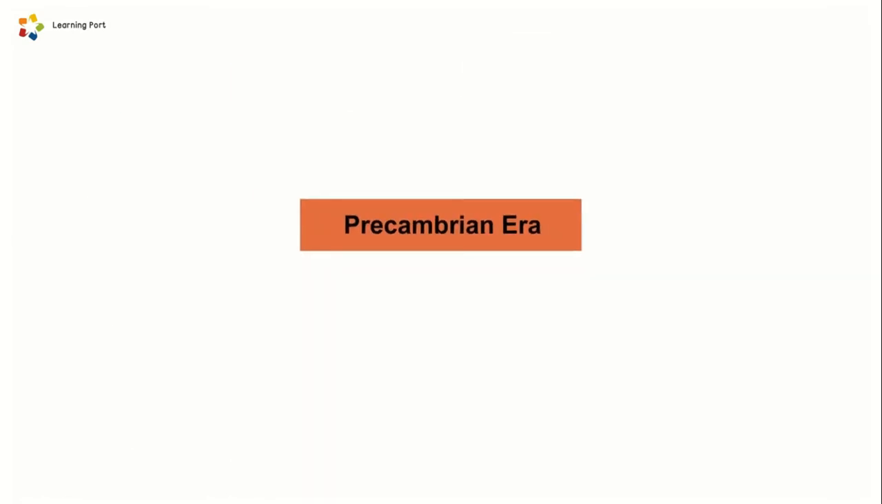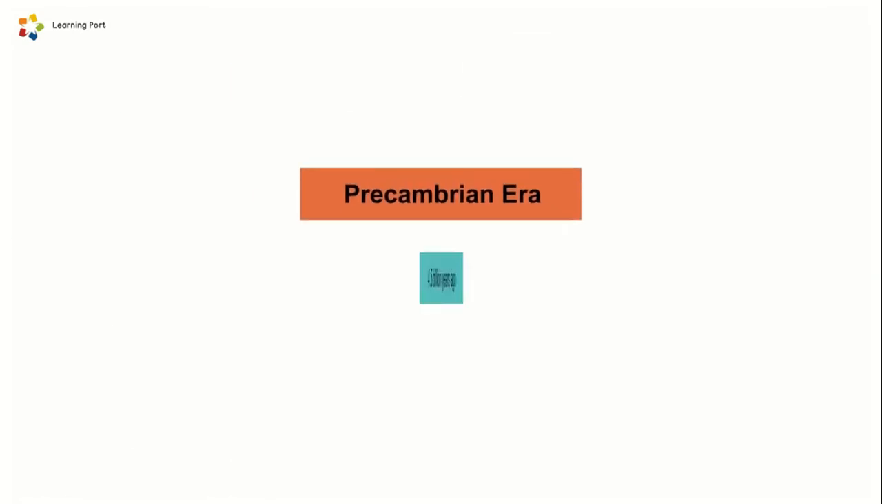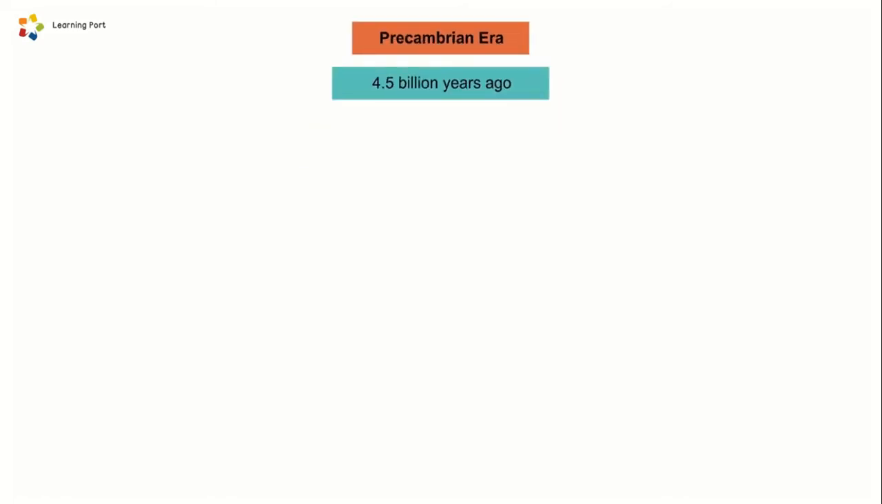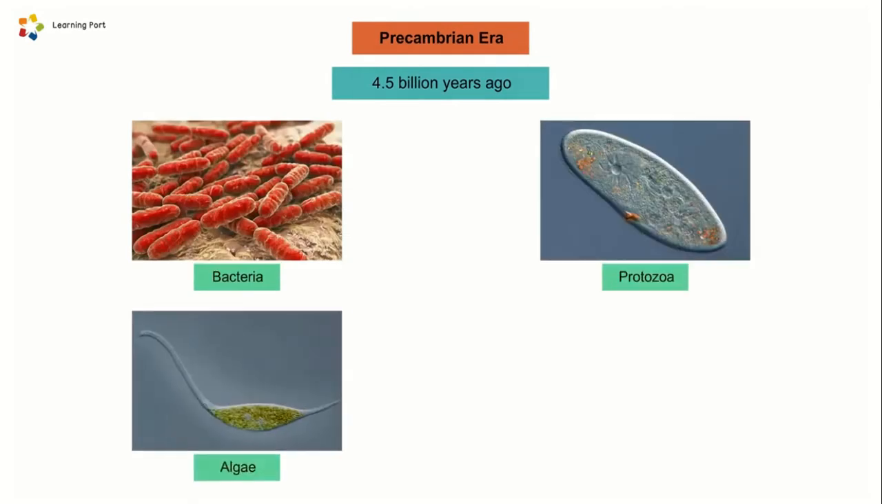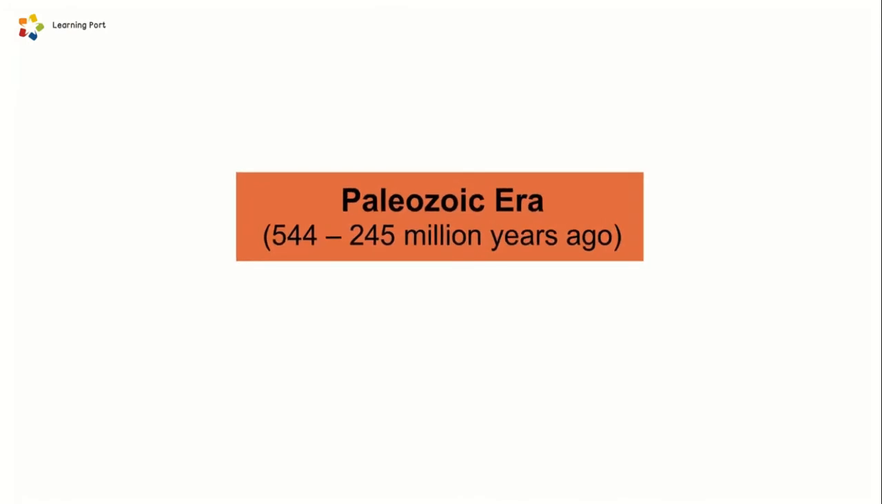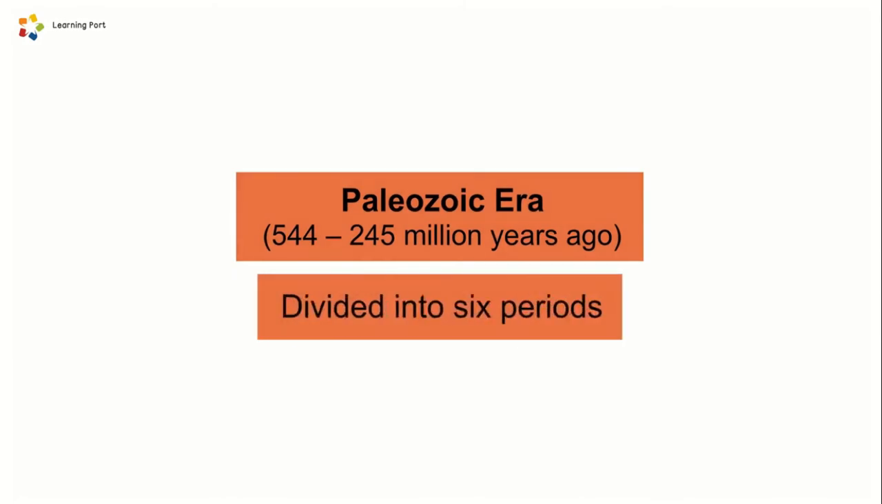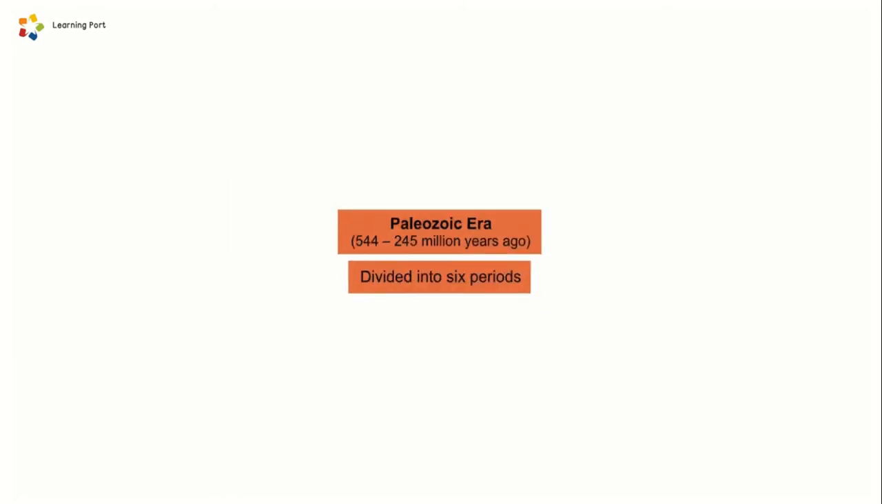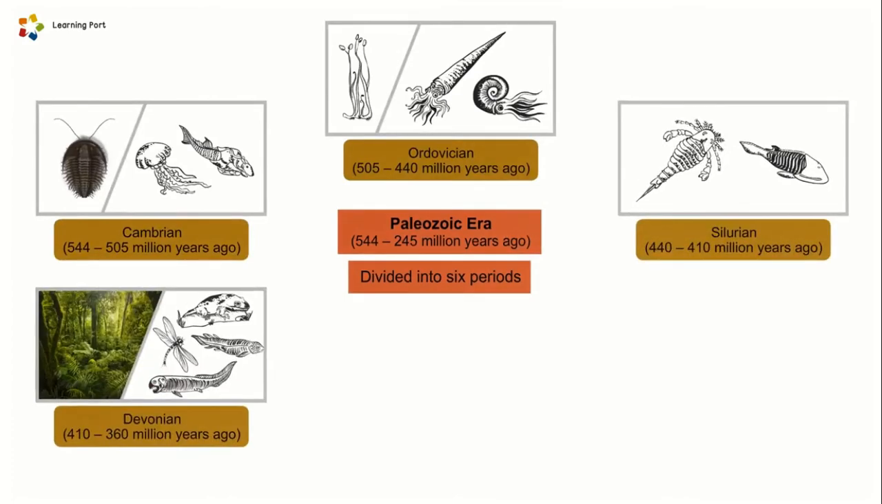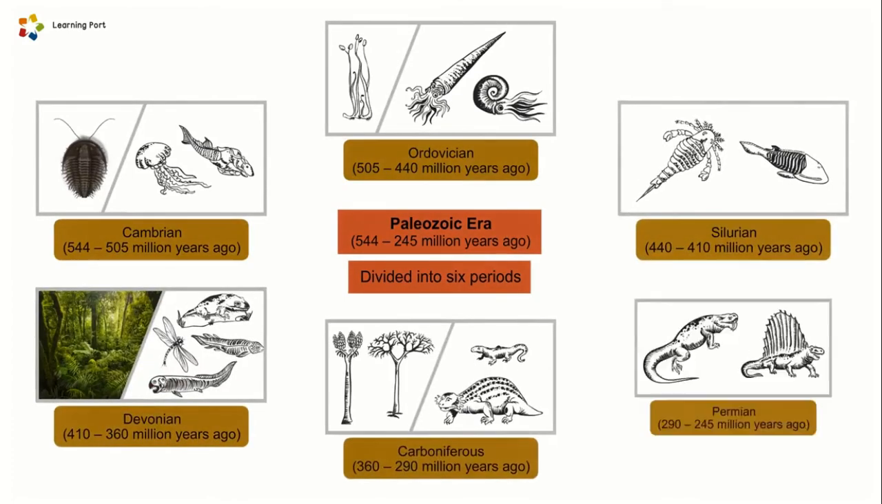The Precambrian era began when Earth was first formed, 4.5 billion years ago. The earliest living organisms to evolve were simple organisms like bacteria, protozoa, algae, and clavina. The Paleozoic era lasted from 544 to 245 billion years ago. It is divided into 6 periods: Cambrian, Ordovician, Silurian, Devonian, Carboniferous, and Permian.